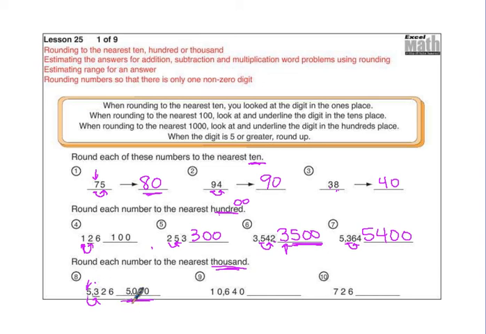And the next one, the thousands place is right here. I look to the right and I see a 6 in the hundreds place. That is 5 or greater, so I need to bump this 0 up to a 1. So the answer is 11,000 for that one.